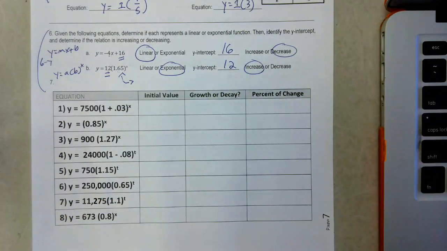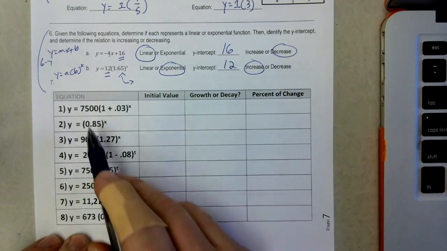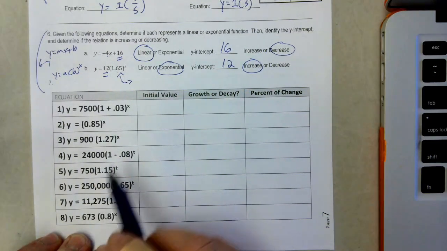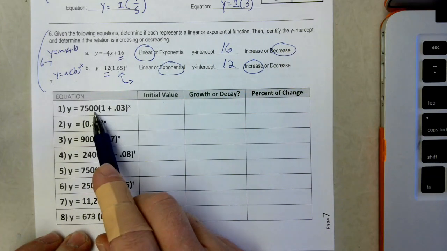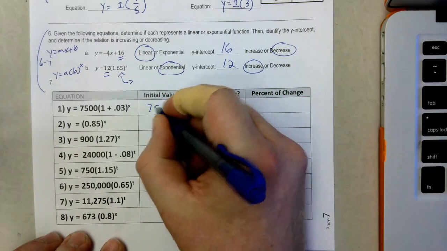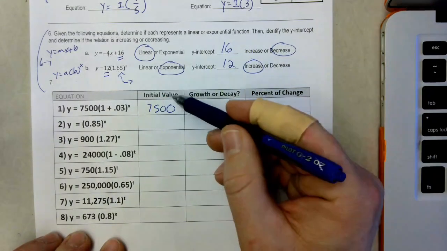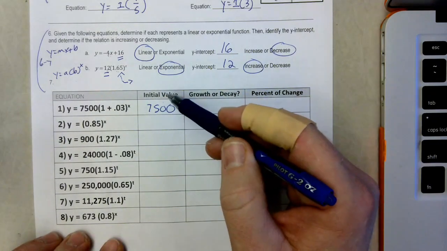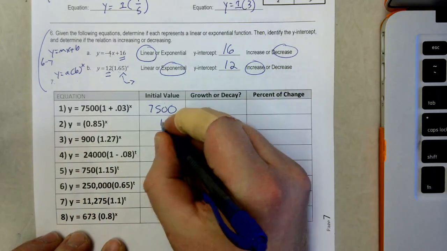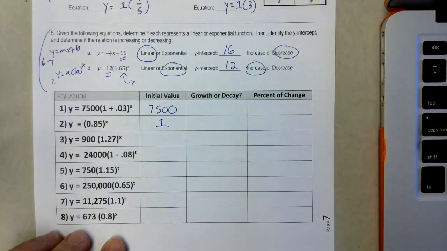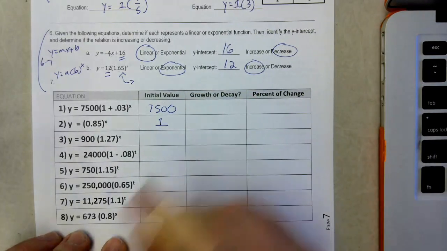Okay, number 7, we have 8 equations, but it's going to go pretty fast as long as we know the pattern that's going on. Anytime we have exponential, remember that initial value or y-intercept is always that first number. So that first equation is 7,500. I'm just going to go down each column instead of the rows. Here there's nothing there, but since there's nothing there, it's always assumed 1, so 1 is my y-intercept.